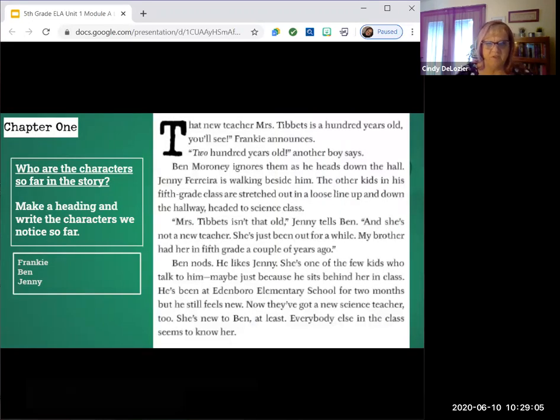That new teacher, Mrs. Tibbets, is 100 years old. You'll see, Frankie announces. 200 years old, another boy says. Ben Maroney ignores them as he heads down the hall. Jenny Ferreira is walking beside him. The other kids in his fifth grade class are stretched out in a loose line up and down the hall, heading to science class. Mrs. Tibbets isn't that old, Jenny tells Ben, and she's not a new teacher. She's just been out for a while. My brother had her in fifth grade a couple of years ago.